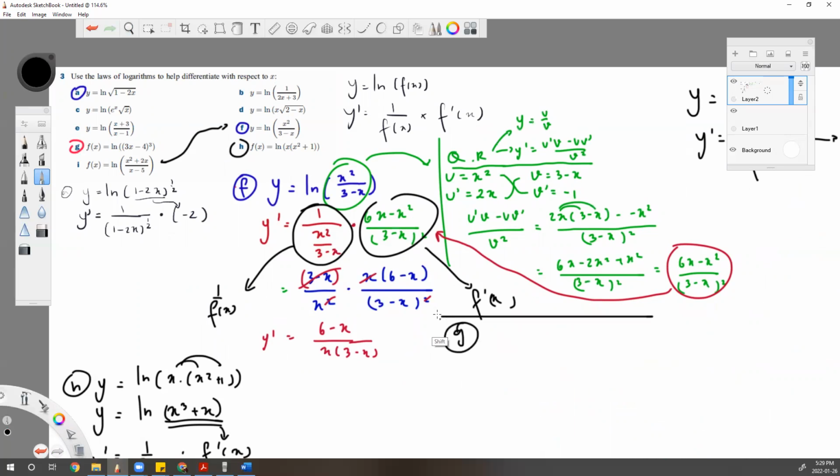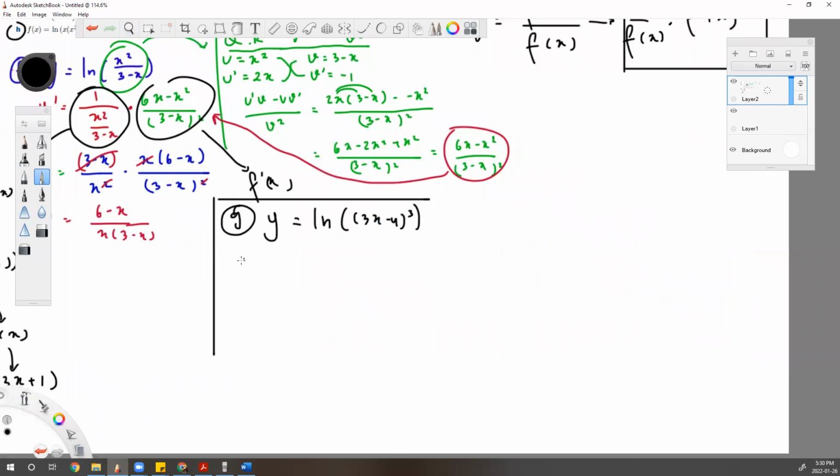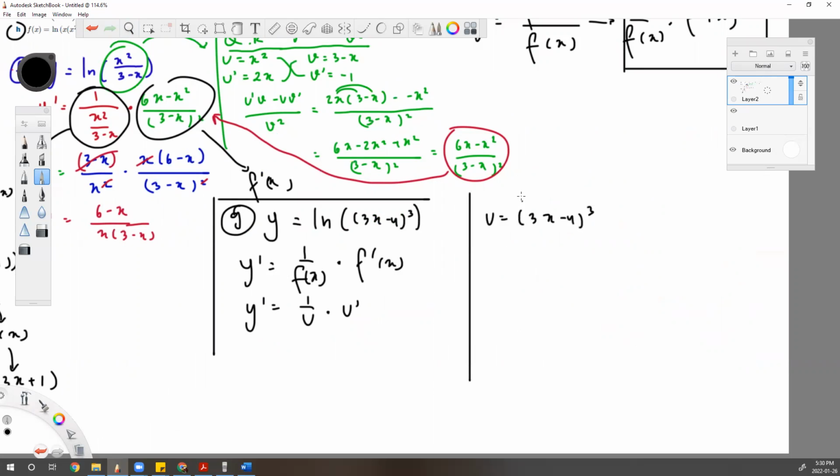Sorry for this bad arrangement. y equals ln of (3x minus 4) cubed. So y prime equals 1 over f(x) times f'(x). So we have the f(x), or u. We can just put 1 over u times u prime to make it as simple as that. So u equals (3x minus 4) cubed. You have to do it separately in a separate part.